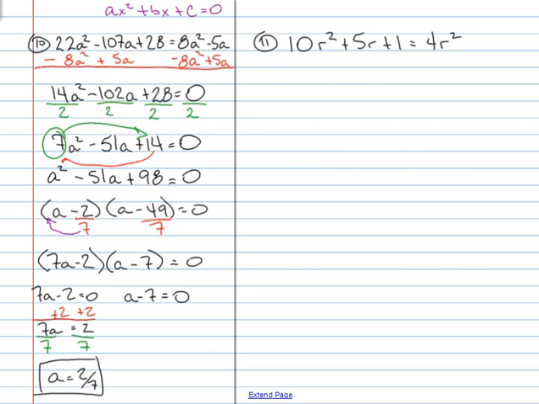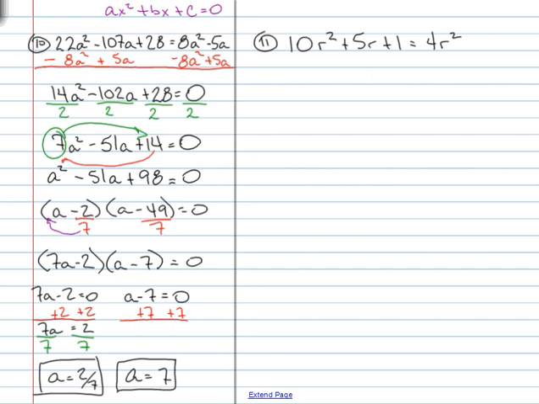My equation on the right says a minus 7. So I have to add 7 to both sides. And we see that a is equal to 7. We now have our two solutions for our quadratic equation.